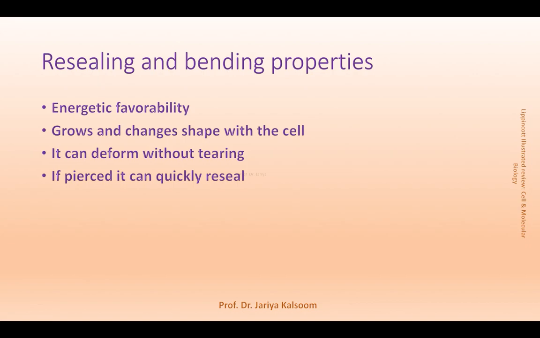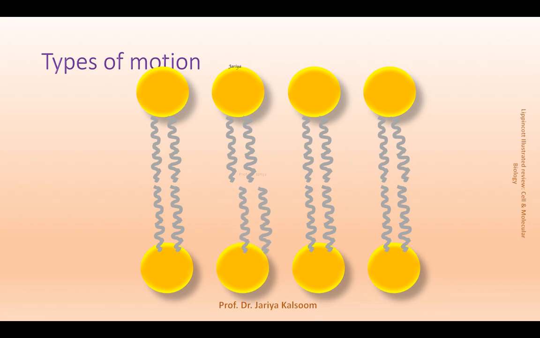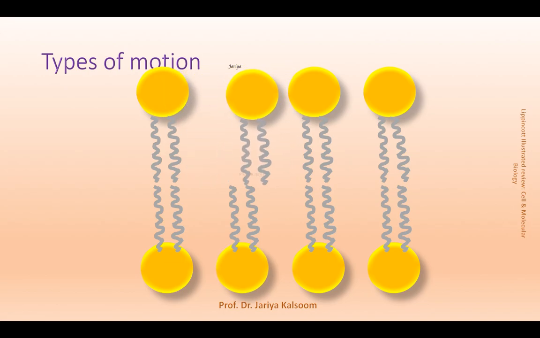The cell membrane has resealing and bending properties. It grows and changes shape with the cell, enlarges its area by addition of new membranes without losing its continuity. It can deform without tearing. If it is pierced, it neither collapses like a balloon nor remains torn. Instead, it quickly reseals. Lipids in the cell membrane undergo lateral movement, flexion or bending, and rotation.